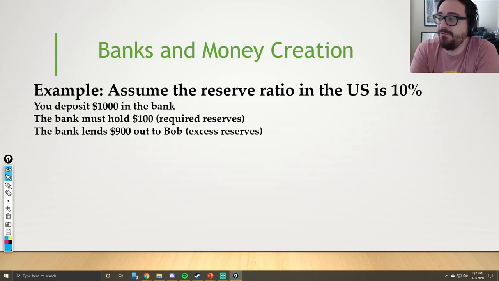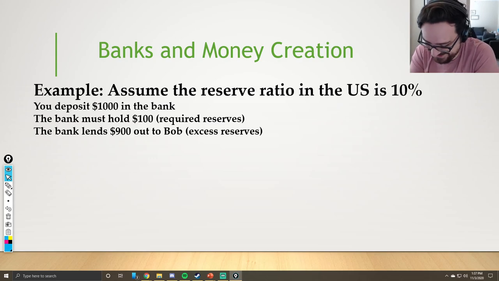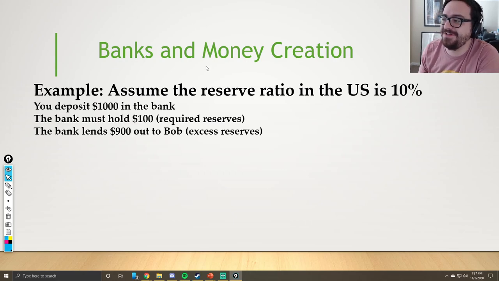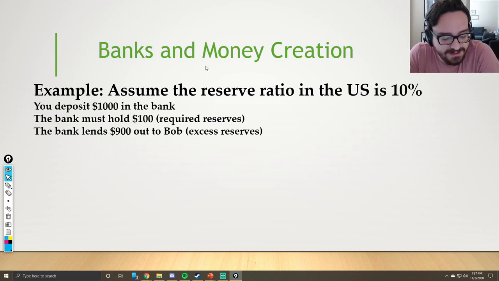Here's the weird thing. This is so messed up. Logically, this will break your brain for a second. When you take out a loan from a bank, where does that money go? Initially, before you spend it, before Bob goes to Best Buy and buys his laptop, where is that $900 going to go? Is he going to carry it around in the form of cash? Probably not. That's kind of a lot of money to have in cash. Bob is probably going to keep that in his bank account, right?